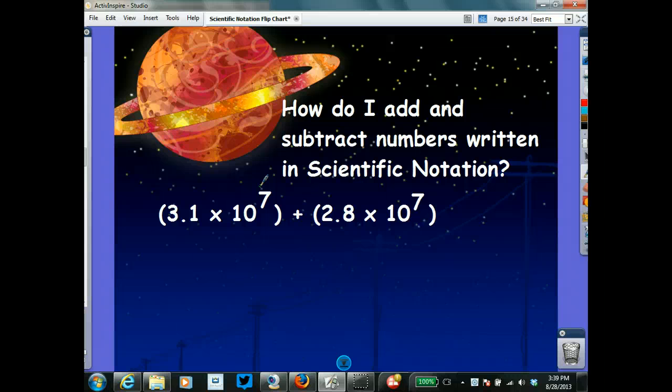So all I'm going to do here, I'm going to say, okay, I have my 3.1 plus 2.8. And I'm going to get 5.9. Well, then times 10. And remember the rule here. When I'm adding, same base, same exponent, just combine my like terms, times 10 to the 7th power. Just like that.